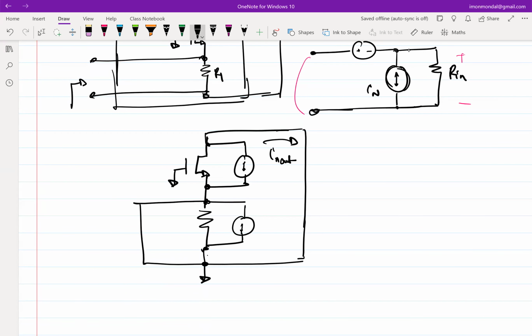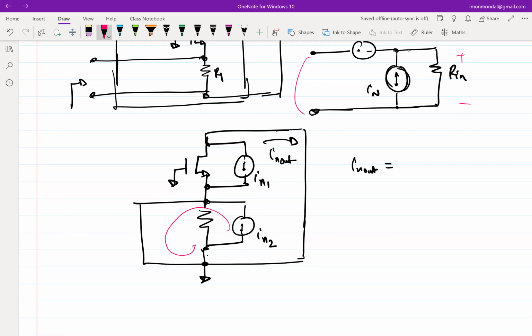Okay, so let me also name them. Let's call this IN1, call this IN2. So what will be IN out? Let's do the easy one first. Will IN2 come out to IN out? Yeah, so IN2 will not come out because ultimately it will go through the short. So that will not appear in the expression. So that's good. We'll have to deal with IN1.